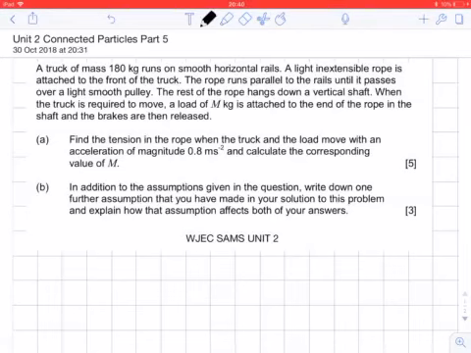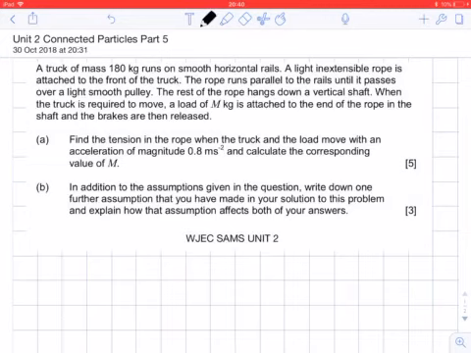So in this question, we're going to use the SAMS Unit 2 question. Again, it's a connected particles question. We just have to look through the context and set up our system of connected particles. Now, this is a situation where we have a horizontal plane on which a truck of mass 180 kilograms rests.